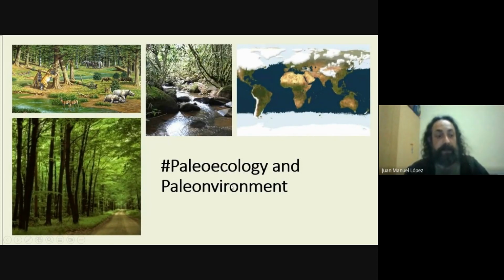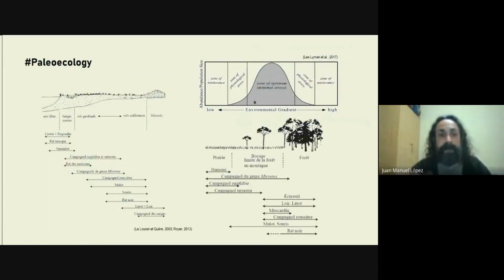For paleoecology and paleoenvironment, we have here a scheme of the different kinds of rodents that are directly connected with a type of habitat. For example, the hamster is in open meadows. Other genera of Microtus are more or less open, and others are, for example, aquatic, or the dormice, which are more related to forest.